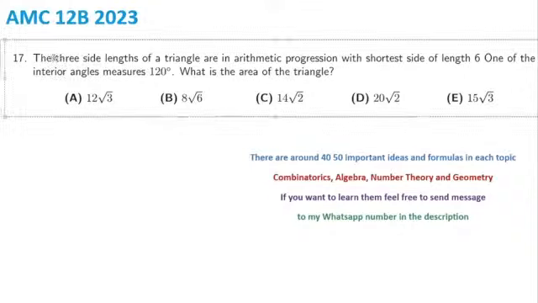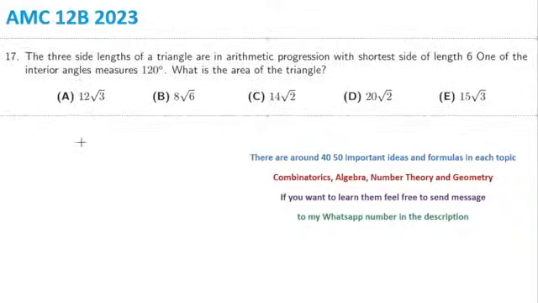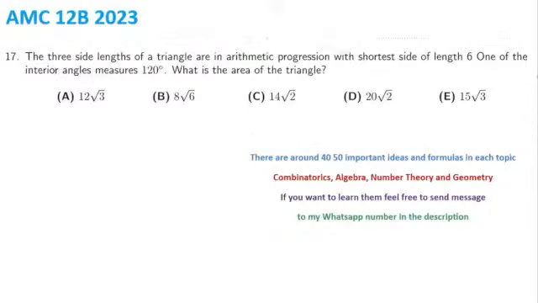AMC 12B 2023, problem 17. The 3 side lengths of a triangle are in arithmetic progression with the shortest side of length 6. Okay, so it will be 6. The sides are 6, 6 plus d, and 6 plus 2d, because 6 is the minimum one, and d should be positive, or greater than or equal to 0. Okay? And we can say greater than 0. One of the interior angles measures 120 degrees.